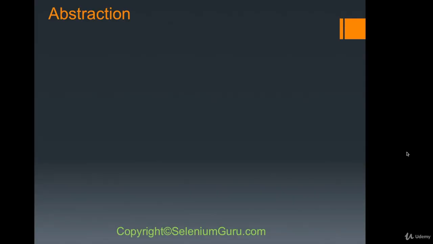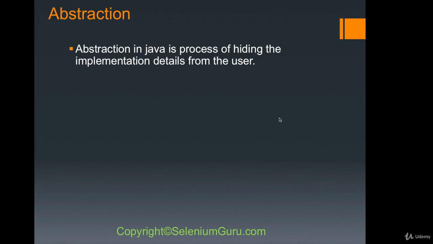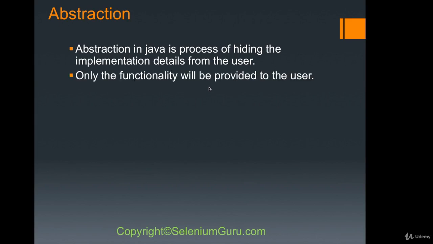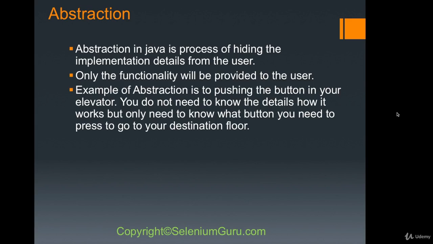In this lecture, we're going to learn about the very important topic called abstraction. So what is abstraction? Abstraction in Java is a process of hiding implementation details for the user. Only the functionality will be provided to the user. An example of abstraction is pushing the button in your elevator.